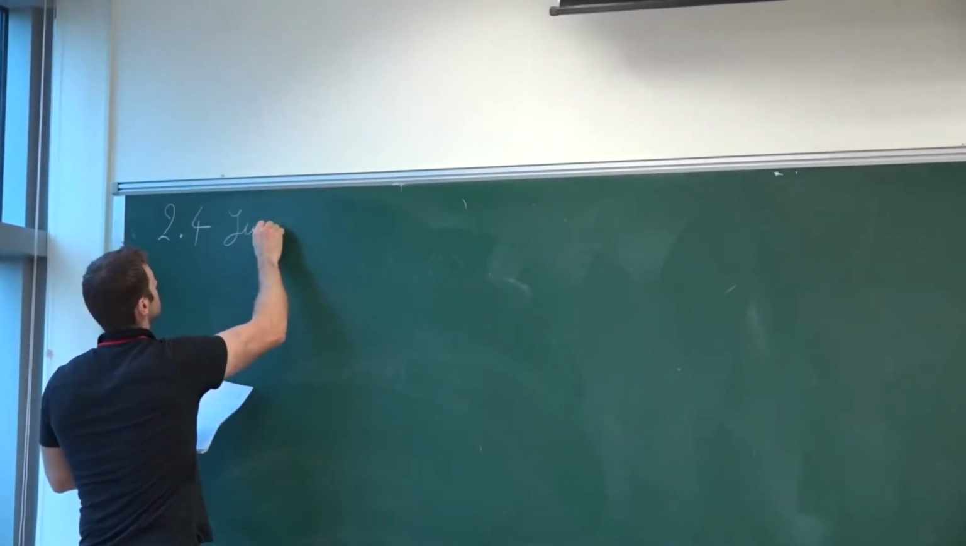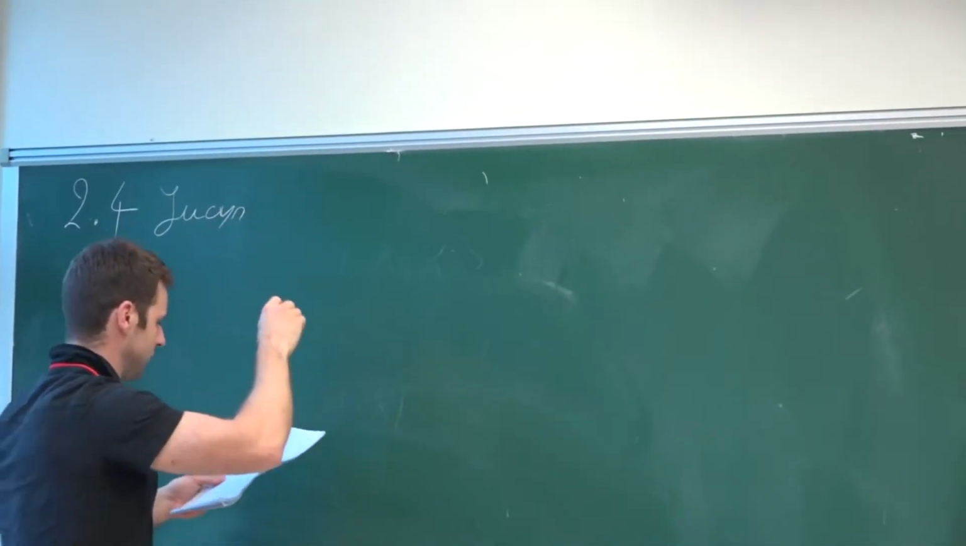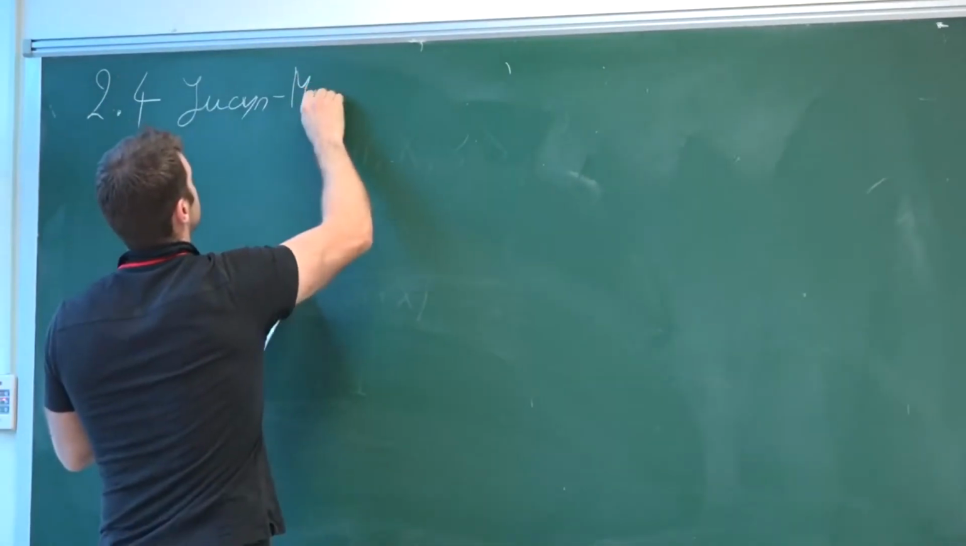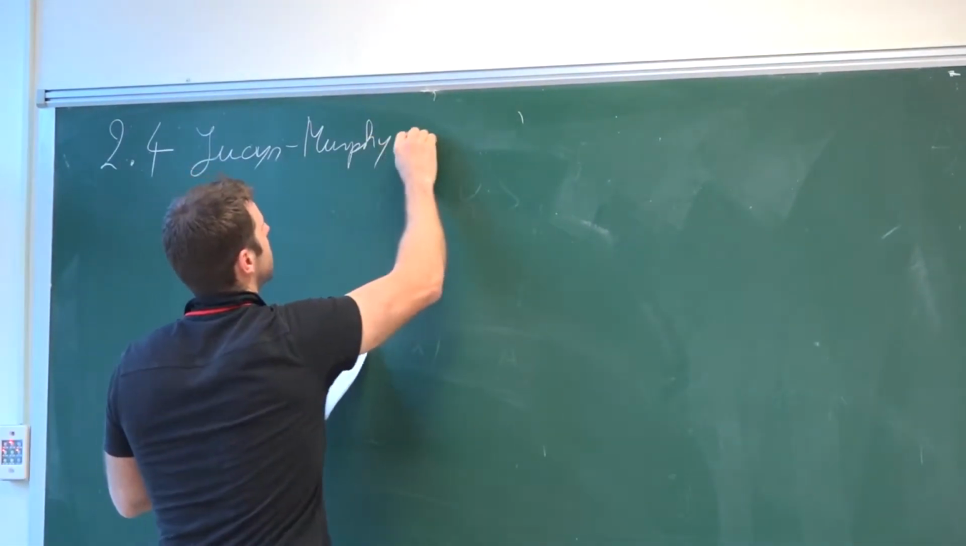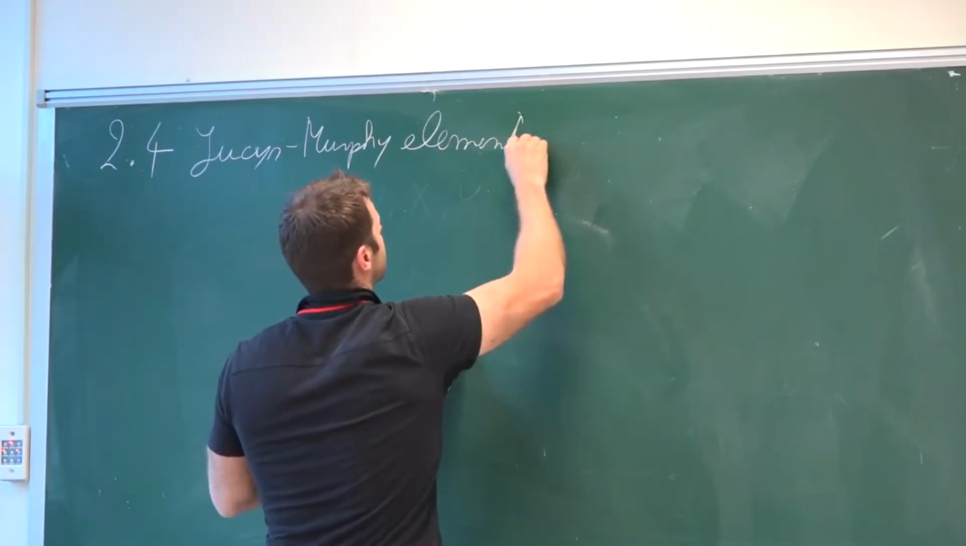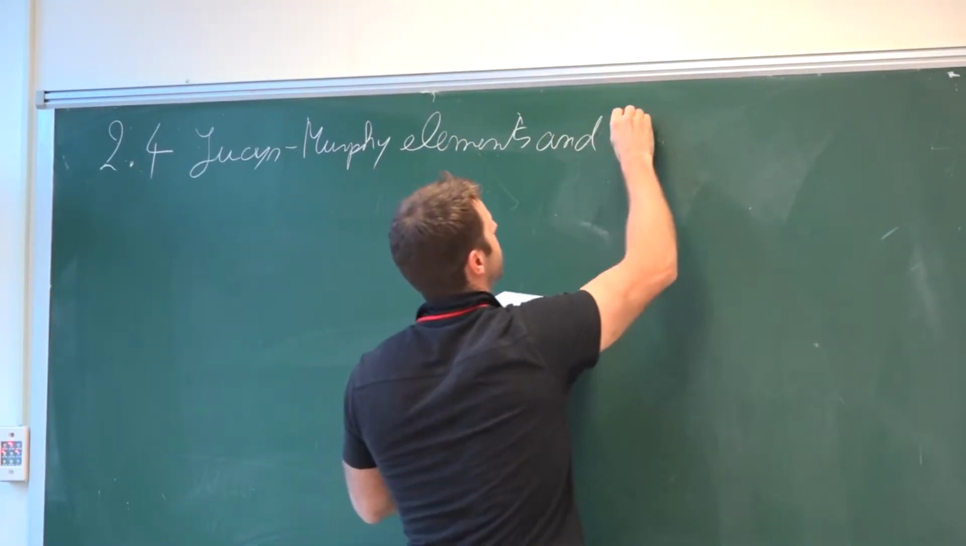So the next step is about the Jucys-Murphy elements and the Murphy basis.